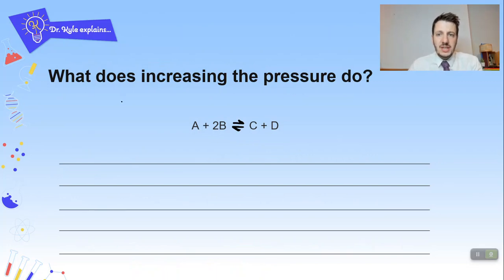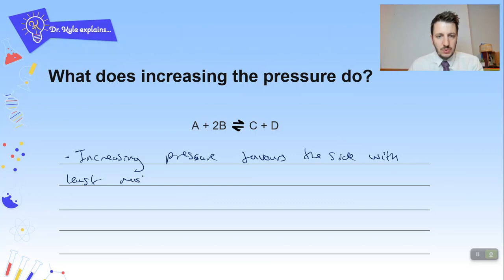Okay, what does increasing the pressure do? Here I'm going to start with the reasoning first of all. Increasing pressure favours the side with least molecules. I'm going to say molecules slash moles because I've seen both on the mark scheme. Now this is only to do with gases, I should mention. So really I should put little g's here just to show that they're gases. That is an important point actually. So this is normally for gases.